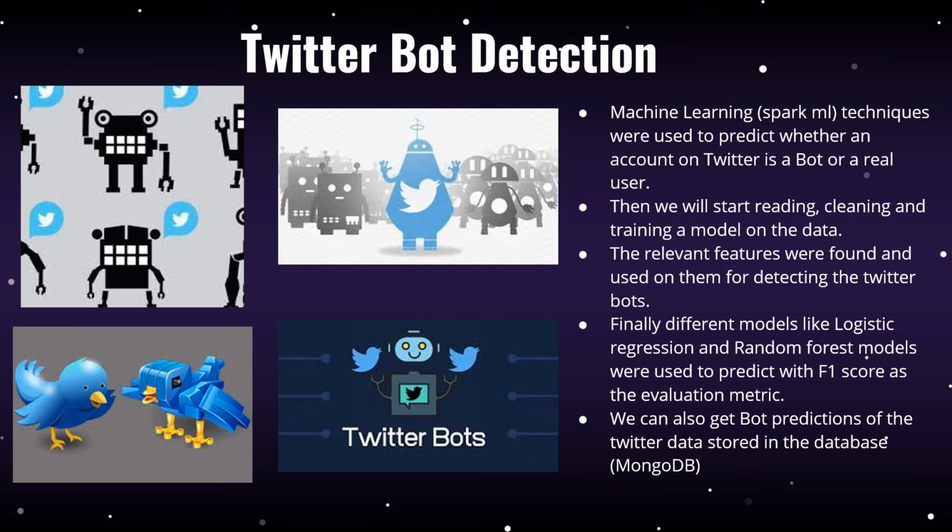Now coming to another major part of this paper, it was about Twitter bot detection. Machine learning and Spark ML techniques were used to predict whether an account on Twitter is a bot or a real user. After that, we start reading, cleaning, and then training a model on the data. Then the relevant features were found and used for detecting the Twitter bots. Finally, different models like logistic regression and random forest were used to predict, with F1 score as the evaluation metric for the bots. We can also get bot predictions of the Twitter data stored in the database, and the database which we have used is MongoDB.